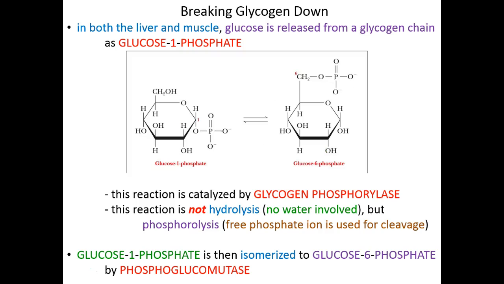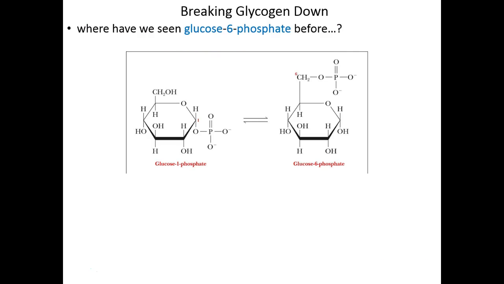So this is that reaction shown diagrammatically. The phosphate group is moved simply from carbon 1 to carbon 6. That's a mutase reaction, and so we are catalyzing that with phosphoglucomutase. I'm sure you know the answer to this question.